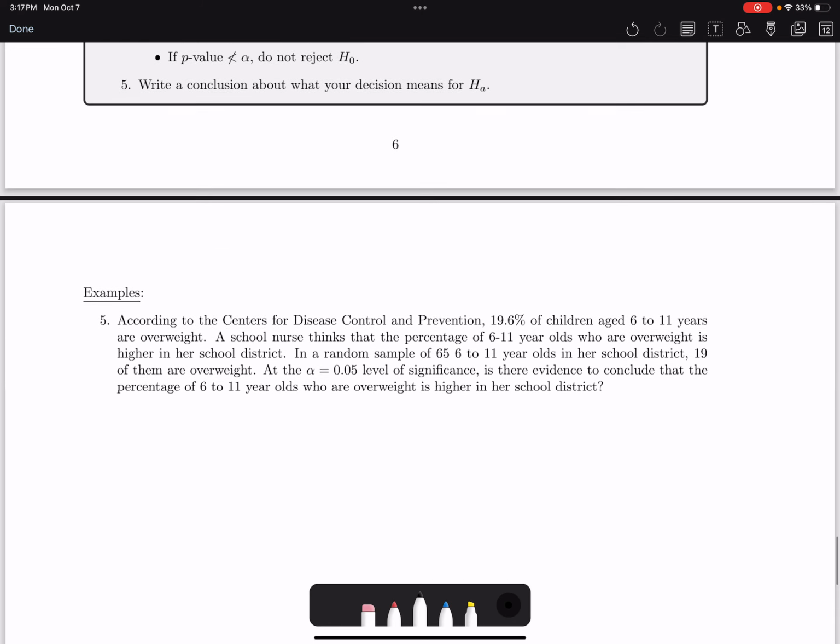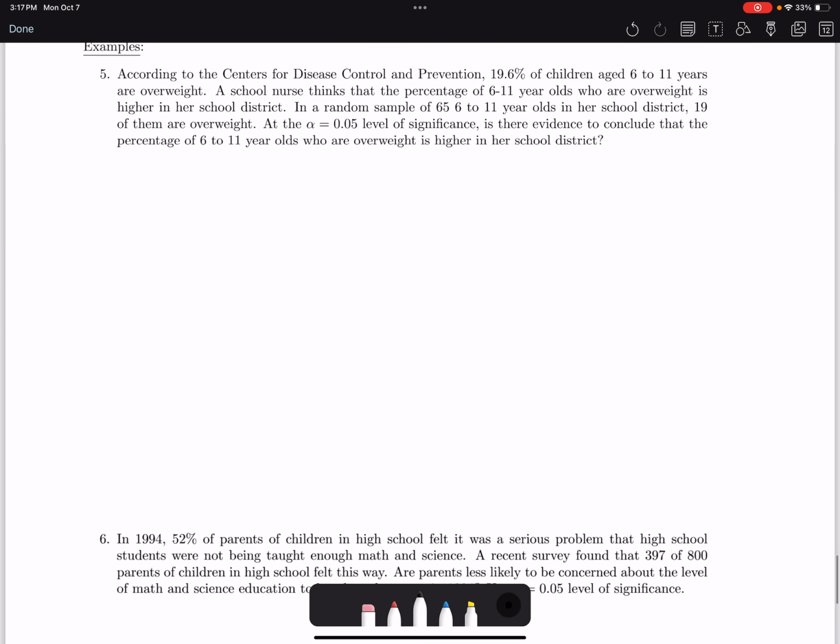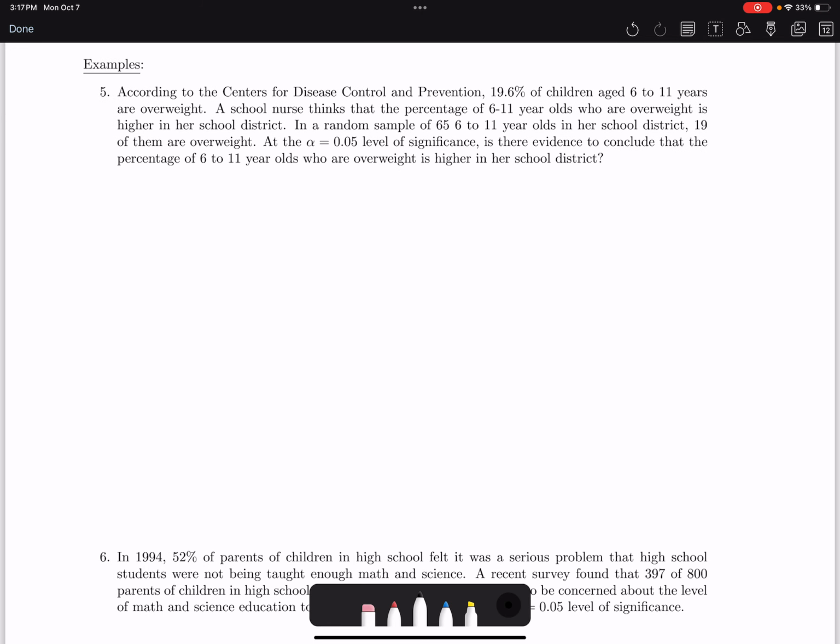So what I'd like to do now is give you a couple examples where we go through the entire process from beginning to end for a proportion anyway. And then in the next section, we'll look at several examples where we go through the entire process for a mean. And we'll actually do some mixed practice in that section as well with means and proportions.